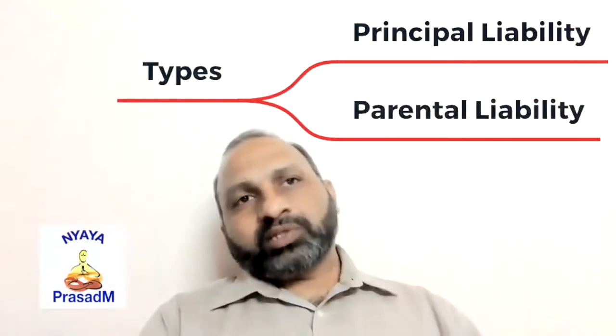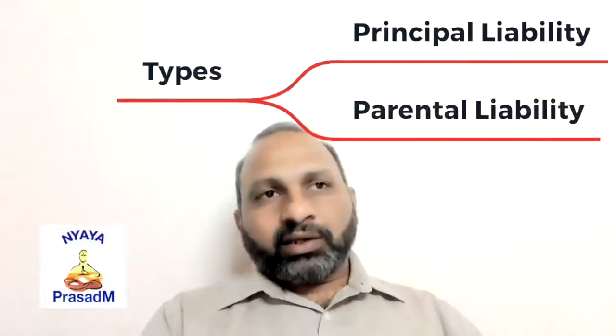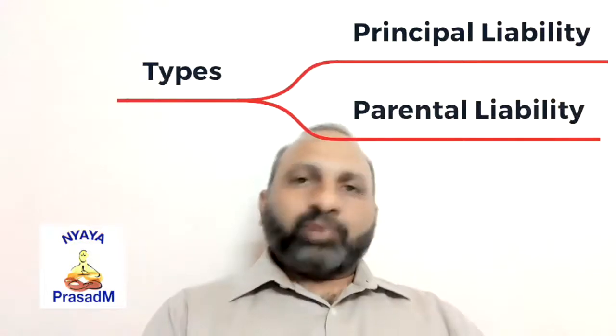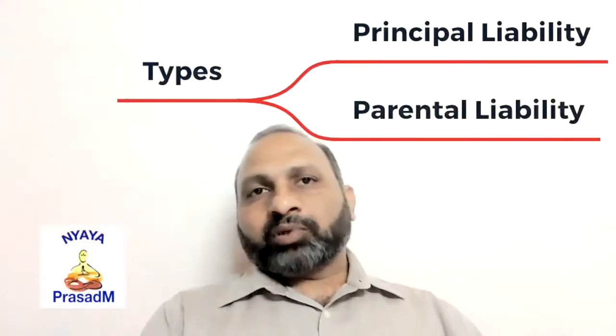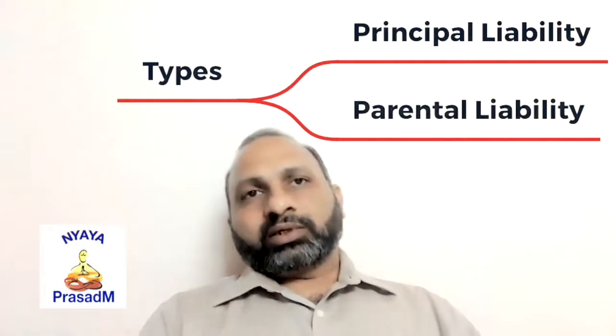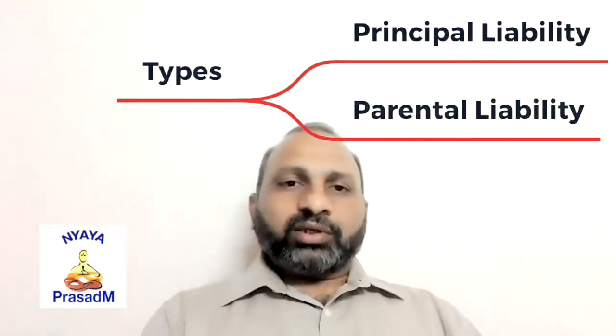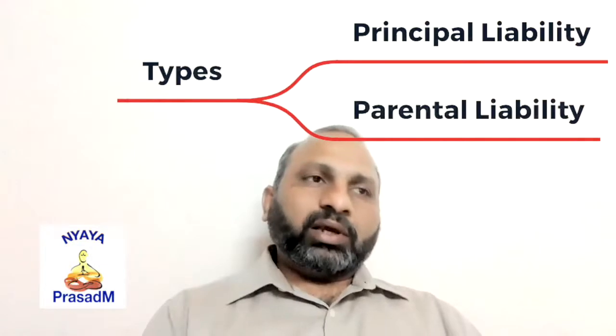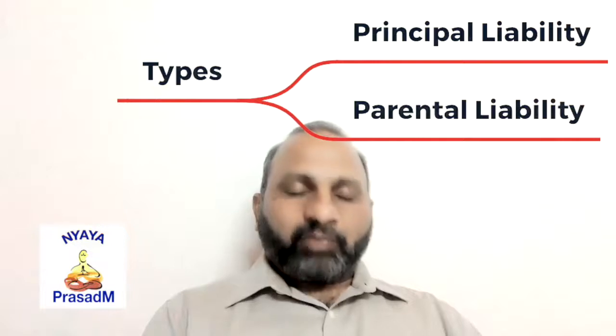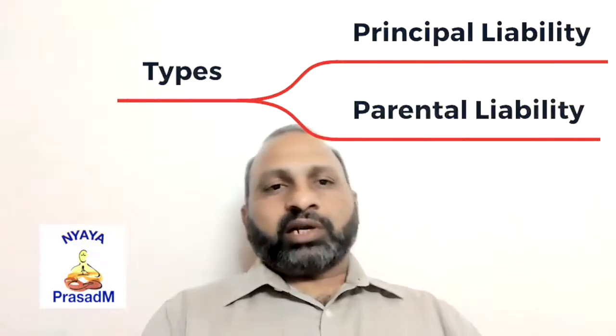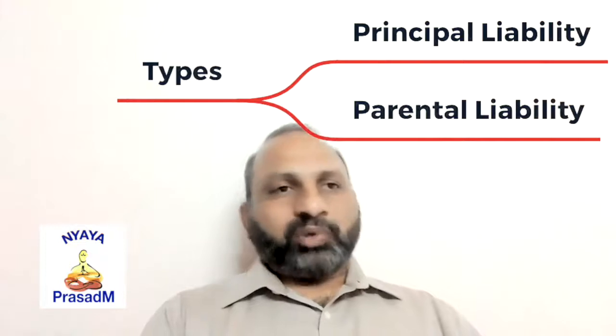So the next is the types of vicarious liability. Vicarious liability is of 2 types: principal liability and parental liability. Principal liability means the person who committed that act or omission himself will be liable for this. So such kind of liability is principal liability.